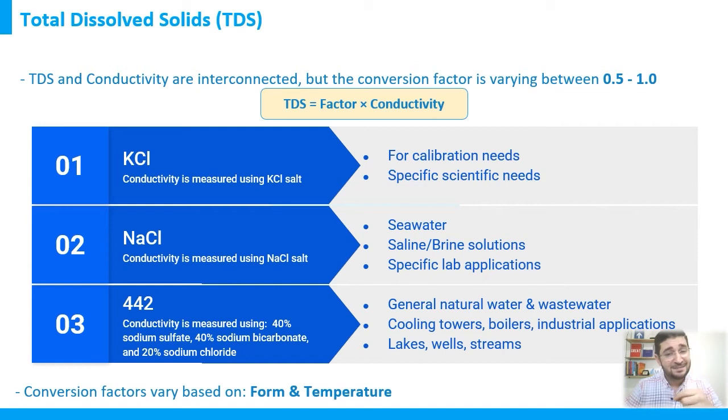Keep in mind, I may analyze the TDS or conductivity, and you may analyze the same sample, and we may have different results. Why? Number one, that could be related to different temperature during the measurement, or to different measurement options. Maybe you did the measurement with the KCl option, or I did it through NaCl, or somebody else did it through 442. So we have to be careful about the most appropriate selection for your conductivity or TDS measurement.